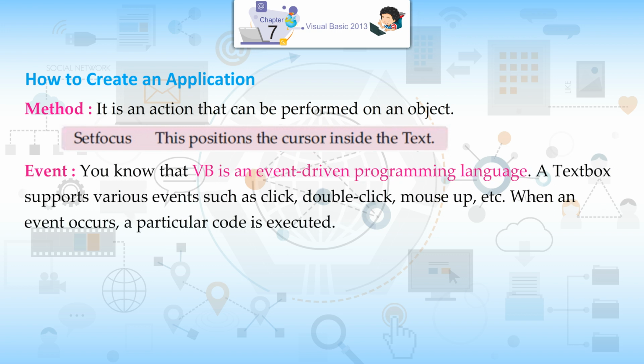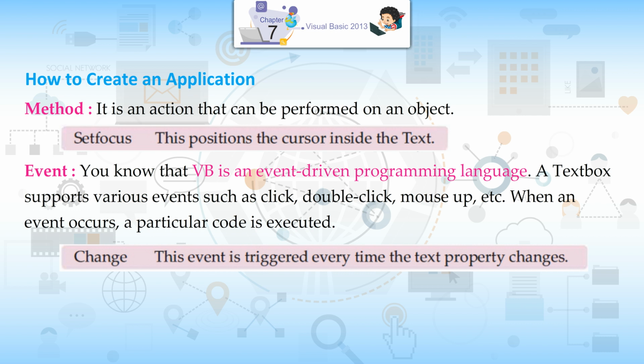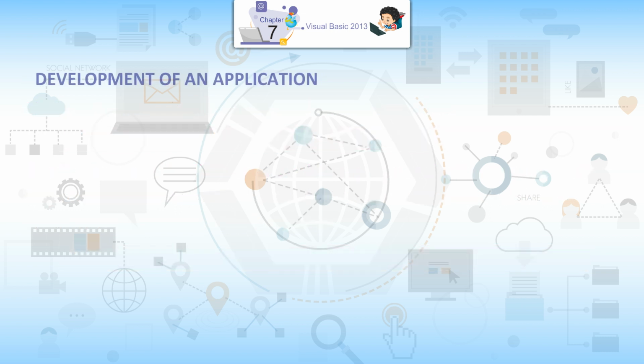Event. You know that VB is an event-driven programming language. A text box supports various events such as click, double-click, mouse up, etc. When an event occurs, a particular code is executed. Change. This event is triggered every time the text property changes. Development of an application.